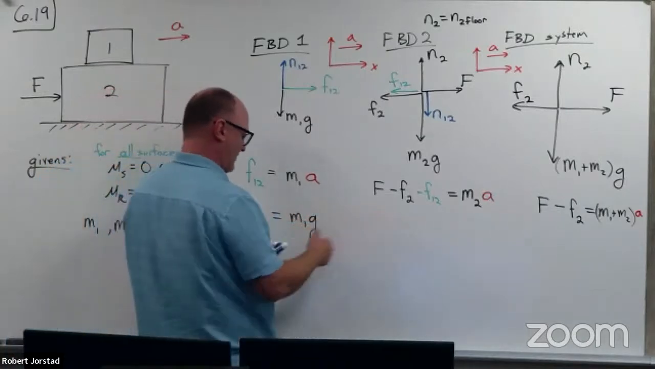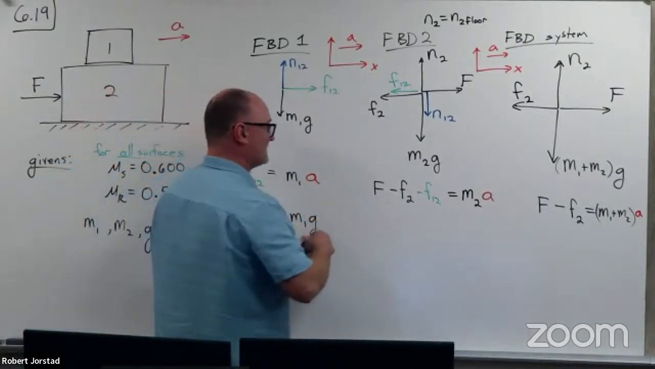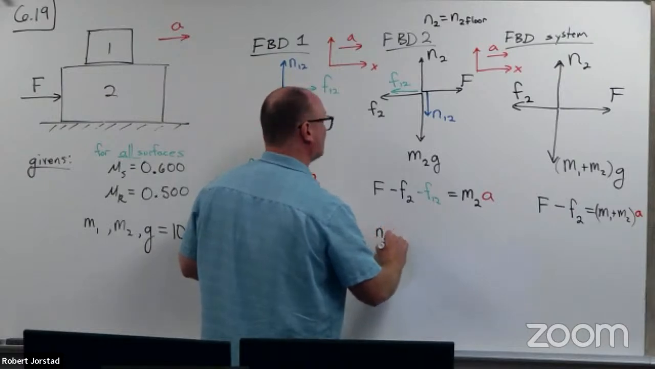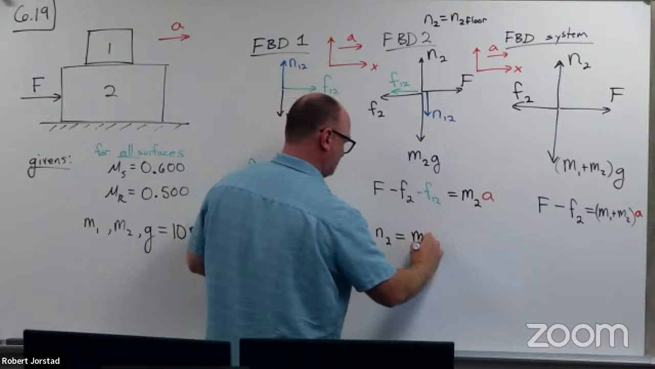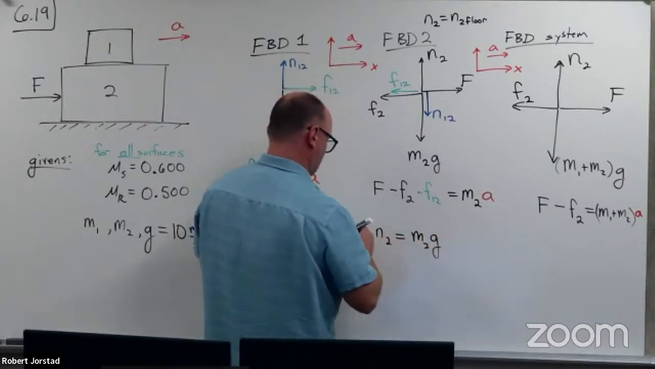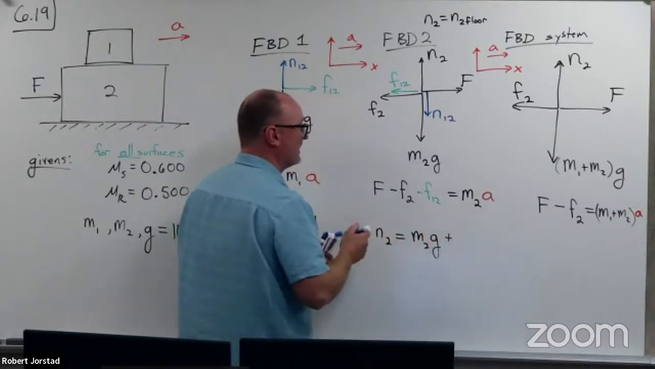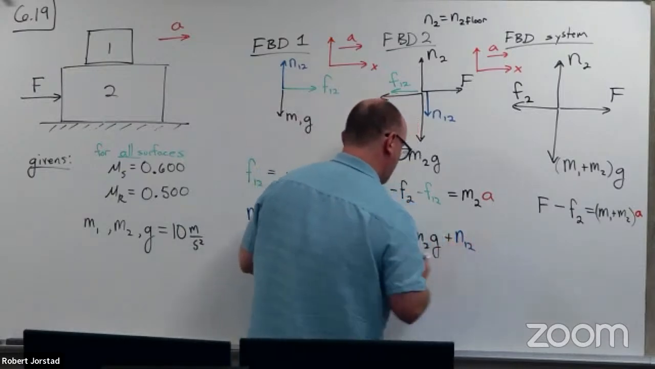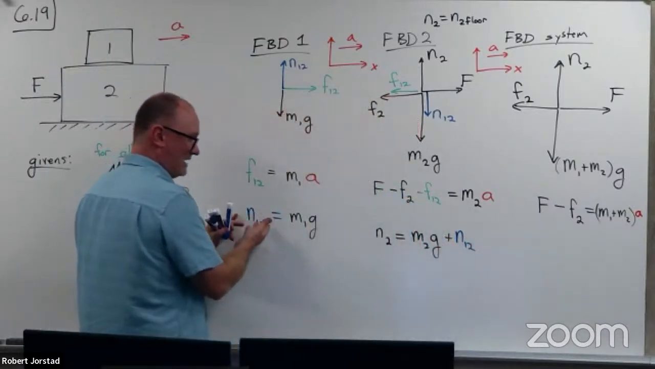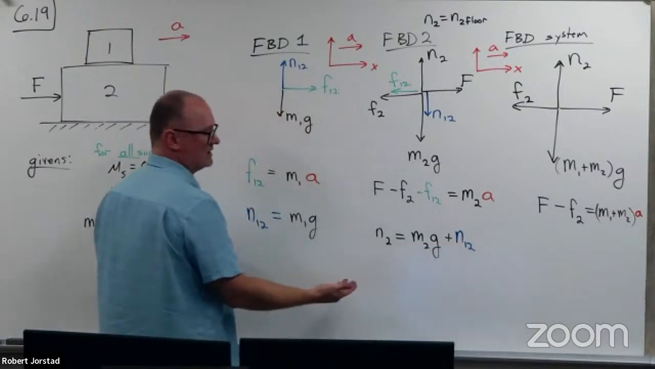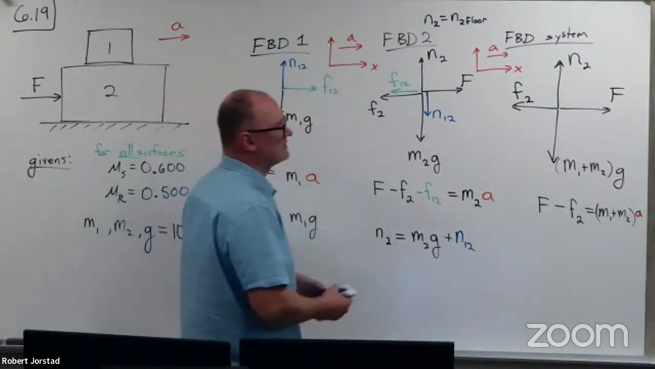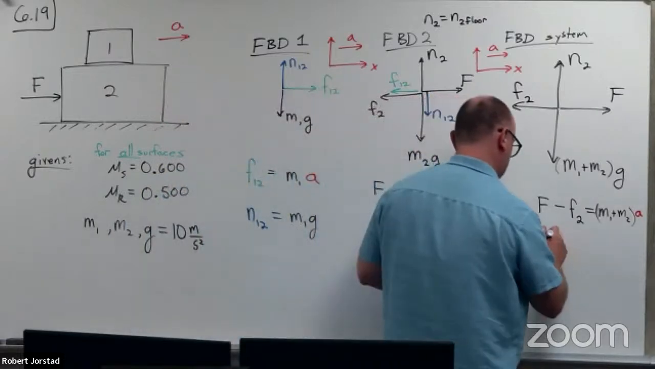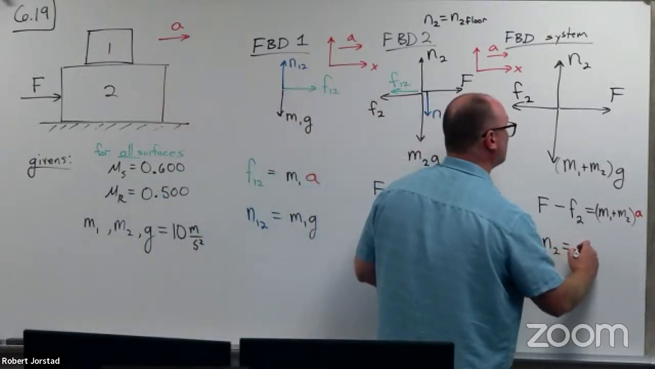Oh, I forgot the Y direction here, didn't I? In this case, I see N2 up equals the downs, M2G plus N12. Notice I could plug this one into here and very quickly get, oh, in this case, N2 is the total weight, which is exactly what we see here, which is why we didn't renumber that subscript.